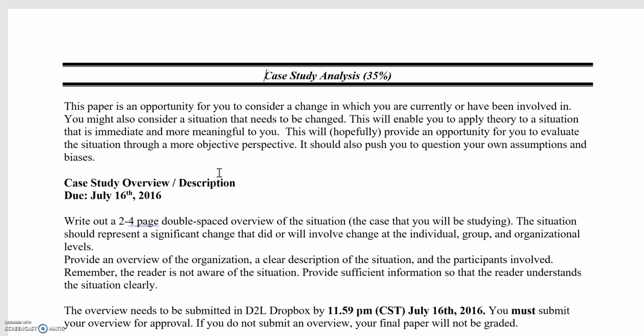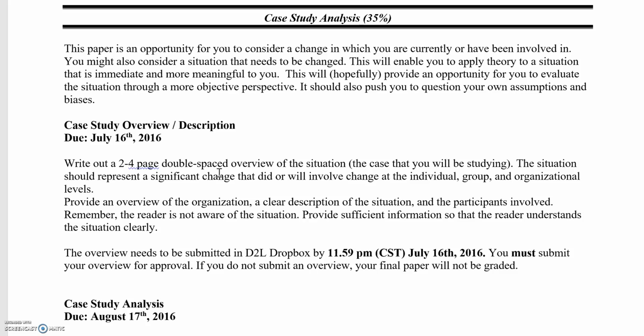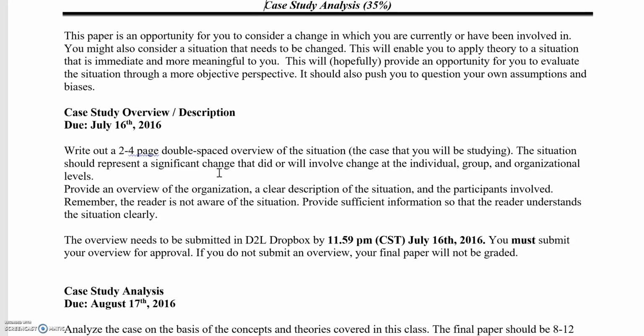The paper is to give you an opportunity to put theory to practice. It's to help you evaluate a situation from an objective perspective, and the idea is for you to work with a situation that is personally meaningful and has immediate relevance to you as learners. To do this, I'm asking you to provide your own case study. So you're going to be discussing a situation that has happened at work, is happening now, or something you think needs to be changed.